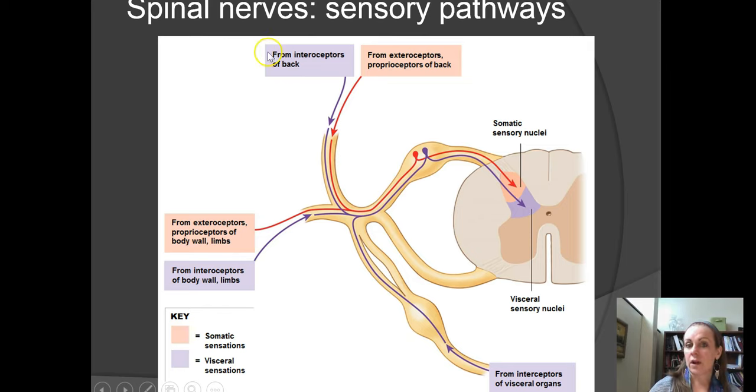Okay, from interoreceptors of the back, so things in the back part of your body, but it's sensing internal environments. That is going to take the same pathway: dorsal ramus, spinal nerve, dorsal root ganglion, dorsal root, and then it's going to go to this lateral gray horn. Okay.